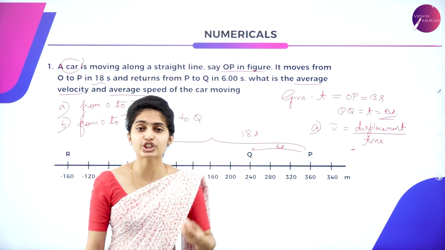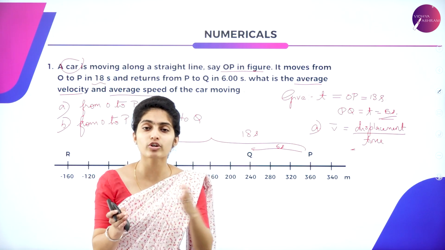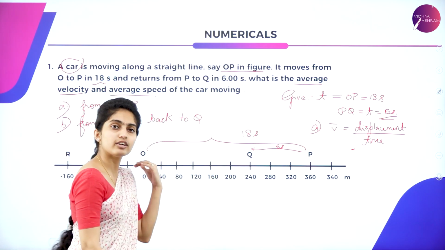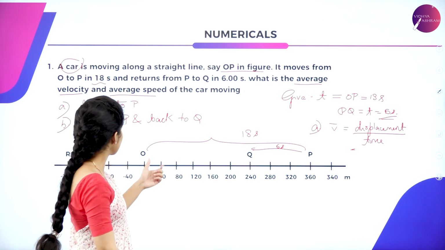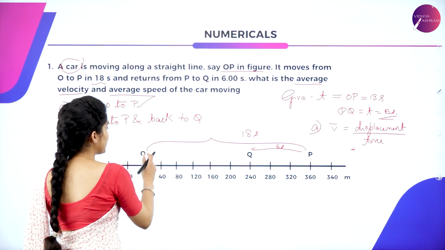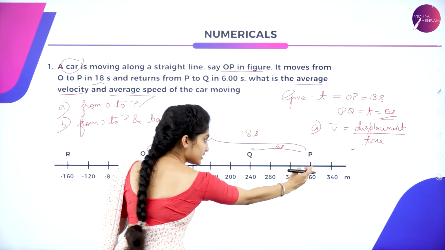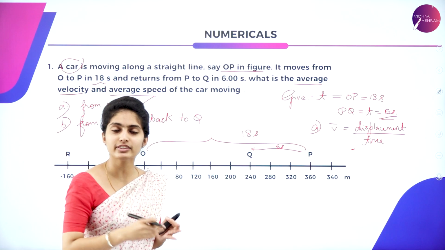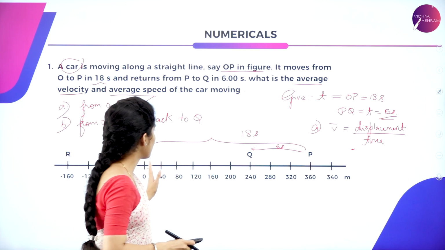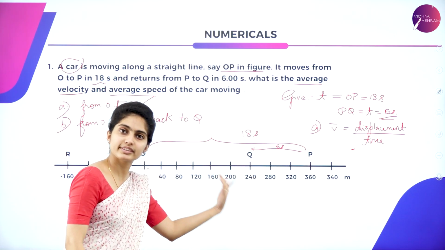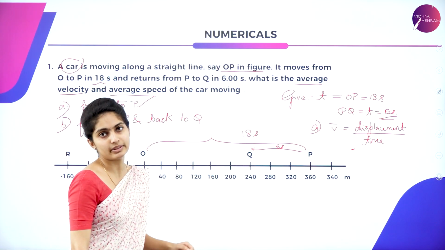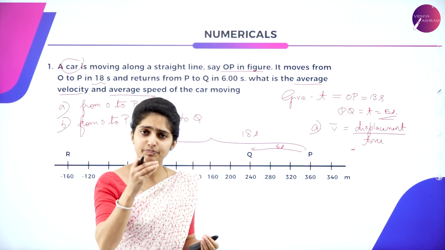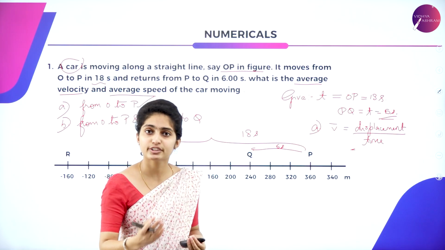What is the definition of displacement? It is the shortest distance traveled, right? So here the shortest distance and the lengthiest distance are one and the same in the first question, that is from O to P. This is a distance as well as a displacement. There are no other shortcuts because it is following a straight path. So distance is also the same, displacement is also the same. So whatever value you get for average velocity will be the same for the average speed as well.